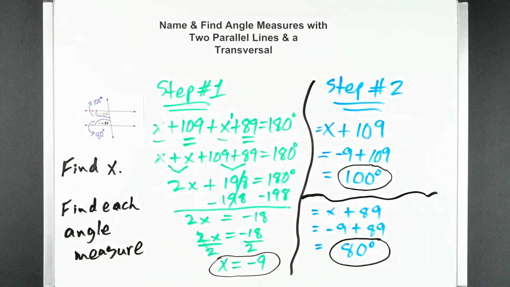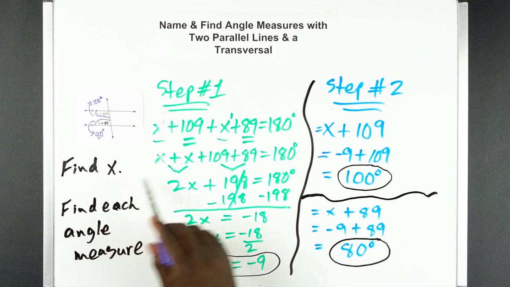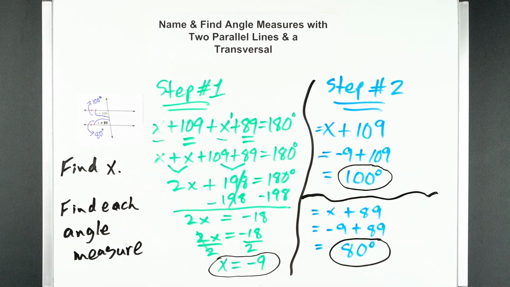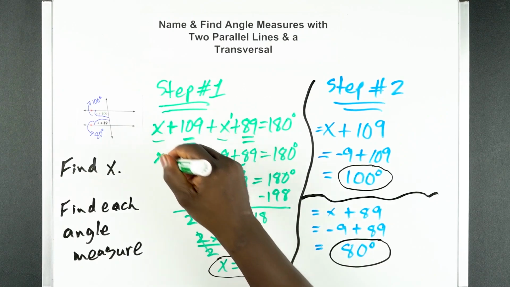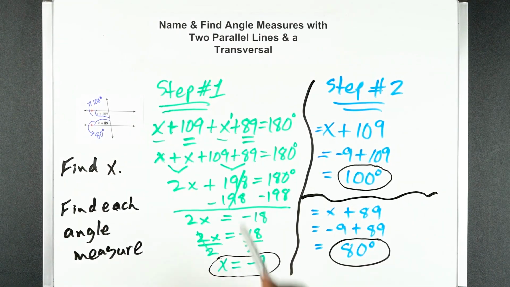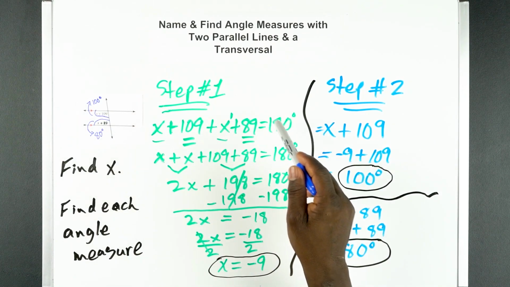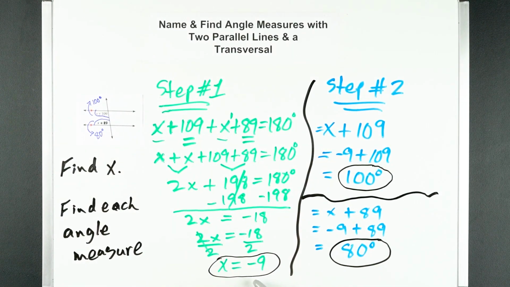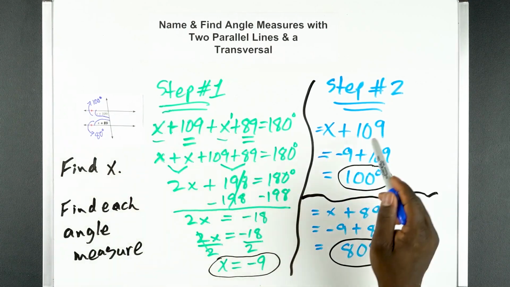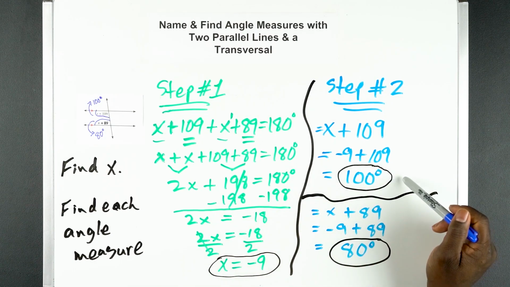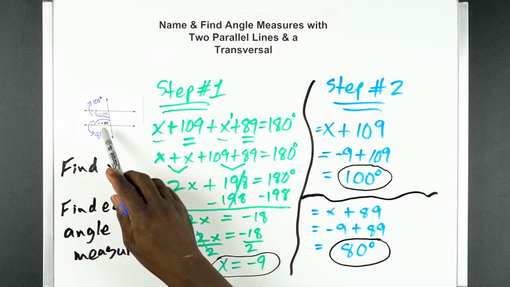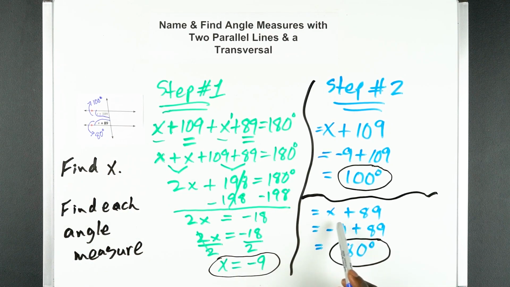So what have we done? We found the value of x here in step 1. Just going over a few things. We found the value of x in step 1, adding those 2 expressions, setting them equal to 180 degrees. X equals negative 9. Step 2, we found each angle measure, bringing each expression over here, substituting the value of x with negative 9. One angle measure is 100 degrees. Brought that second expression over here, substitute negative 9 for x. The second angle measure is 80 degrees.